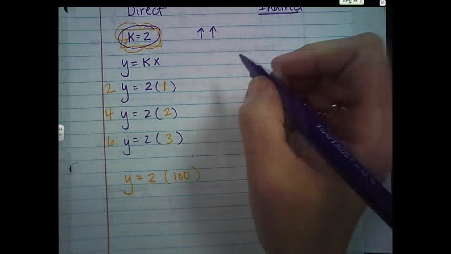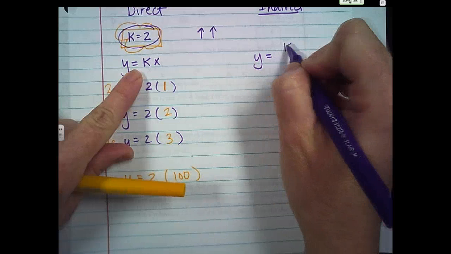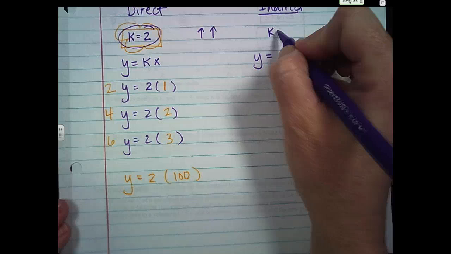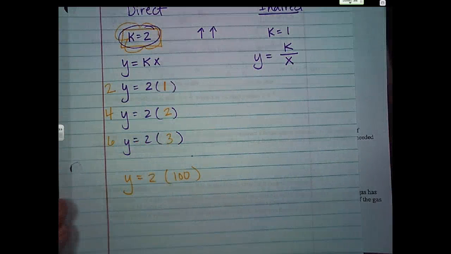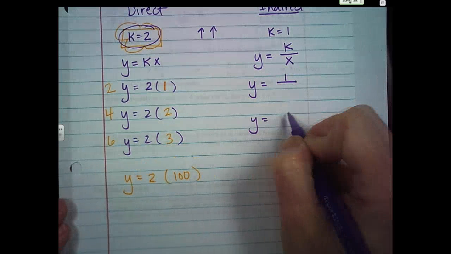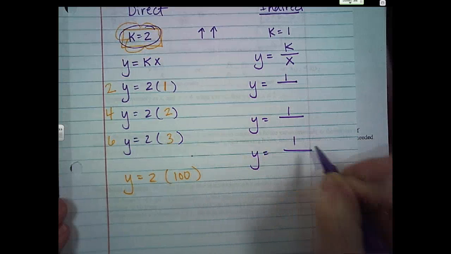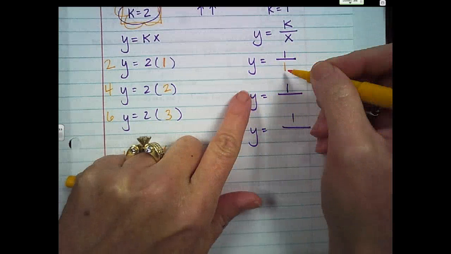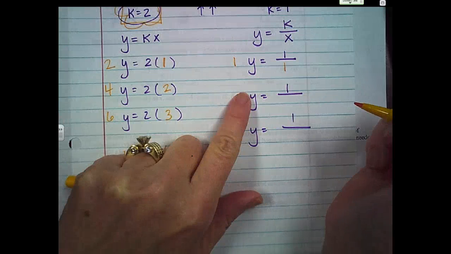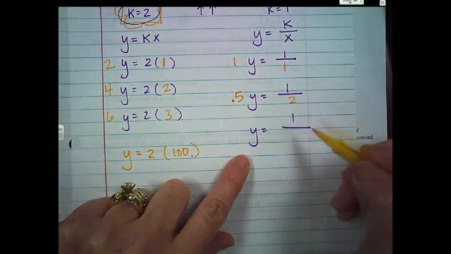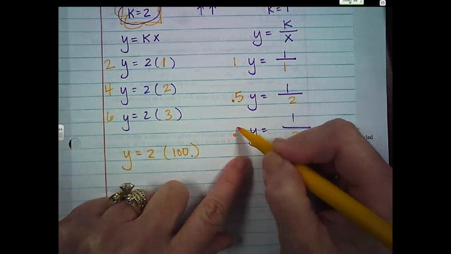In other words, instead of times, I'm gonna say y equals k divided by x, right? Okay, and let's say k, for simplicity, equals 1 this time. K is 1, my constant is 1. So I'm gonna have y equals 1 divided by something. So if I make x 1, 1 divided by 1 gives me an output of 1. If I make x 2, 1 divided by 2 is how much? 0.5. If I make x 3, 1 divided by 3 is 0.3.